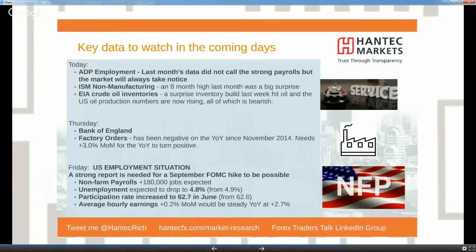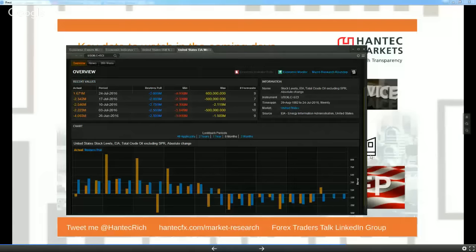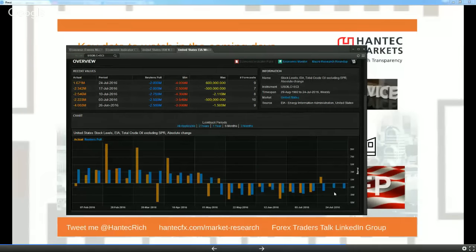And EIA oil inventories. We had a surprise inventory build last week, or last announcement. It's expected to come back down, actually, 1.25. Interestingly, this week is also expected to have another inventory drawdown, but the oil price does move off these inventory numbers, so it creates volatility there.